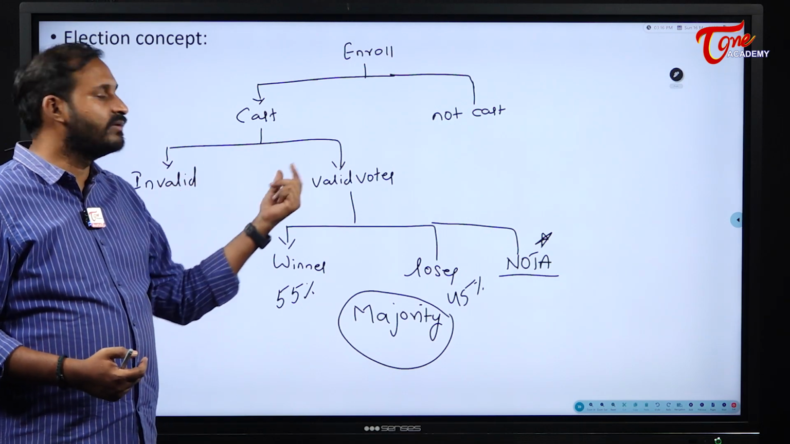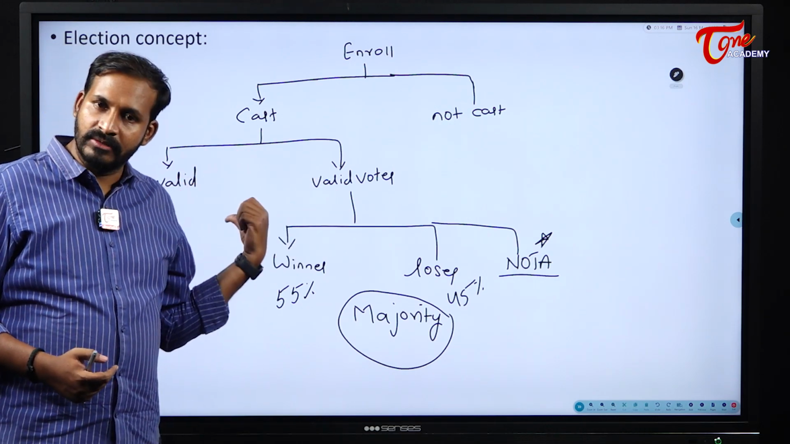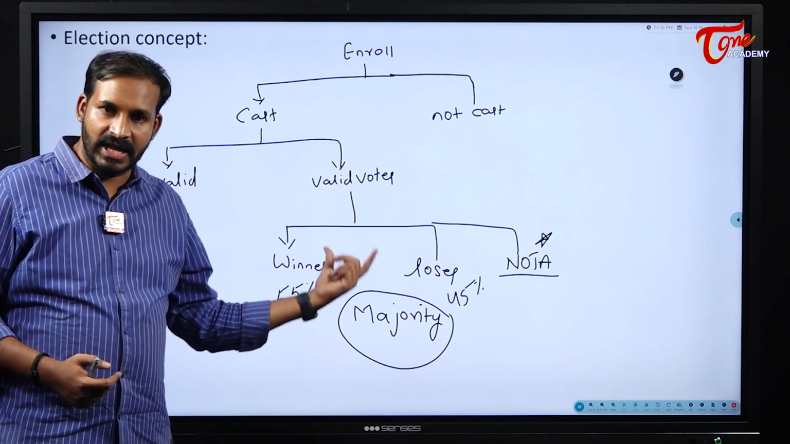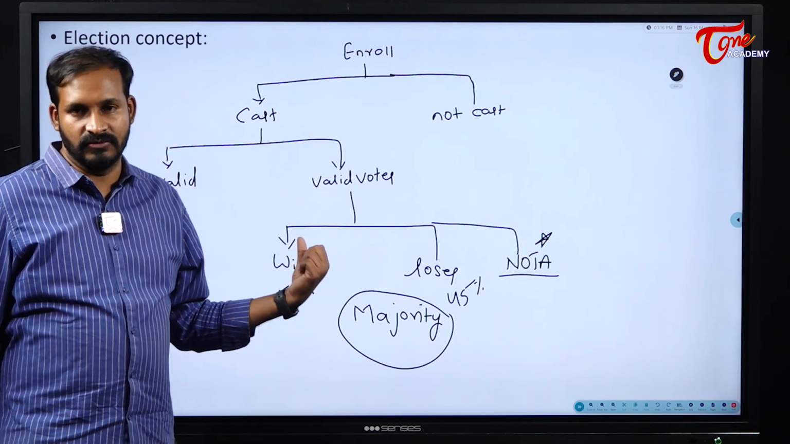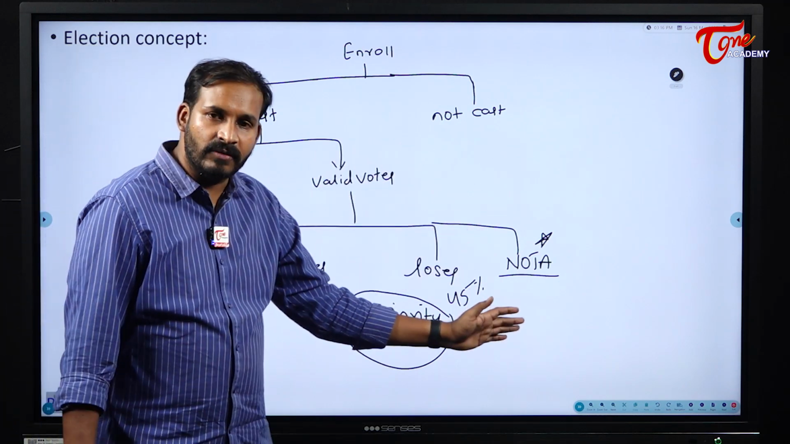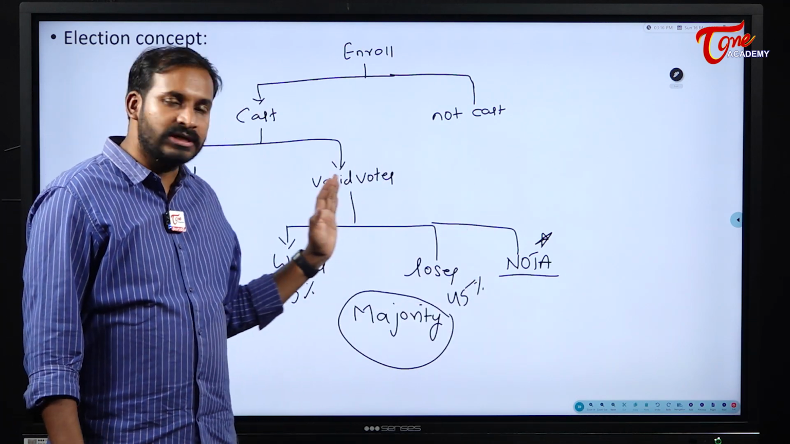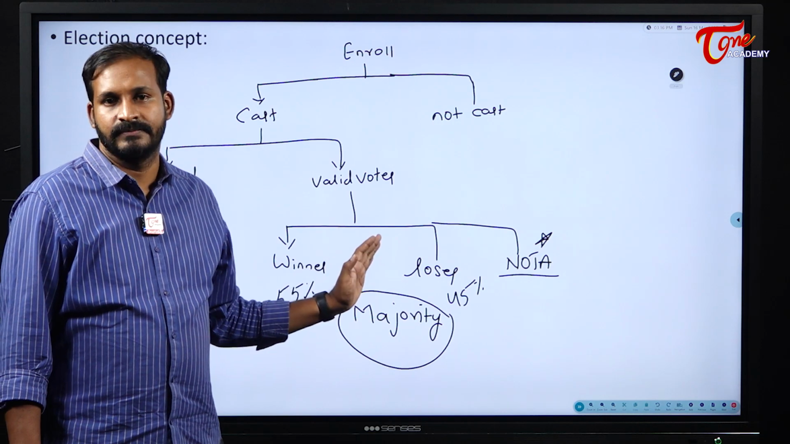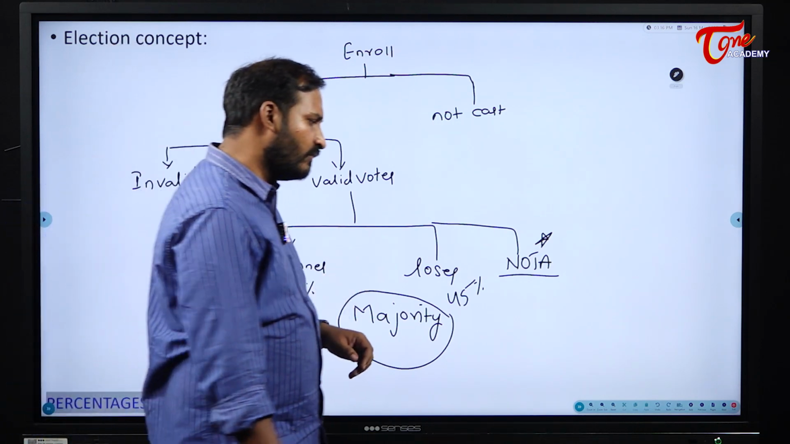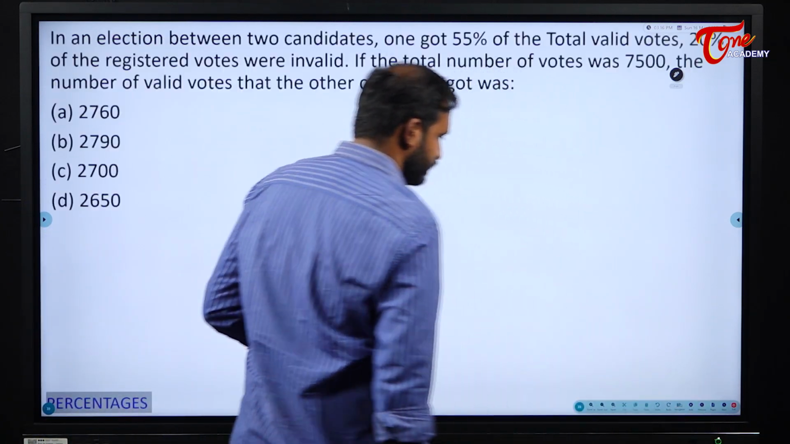One is invalid votes and the valid votes. We will not bother about the invalid votes. We will only go forward with valid votes. In that we will have the winner and loser. Now recently they have added one more thing, that is NOTA. NOTA also comes under the valid vote section. Okay, right. Now we will see some questions based on this concept.